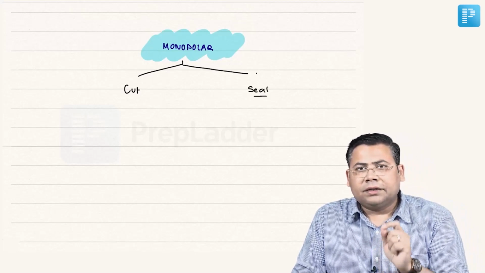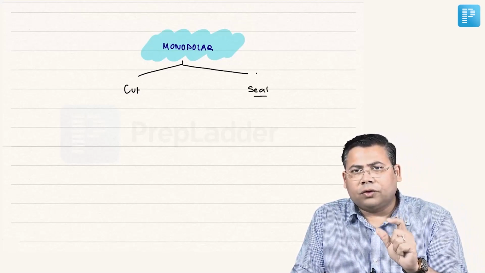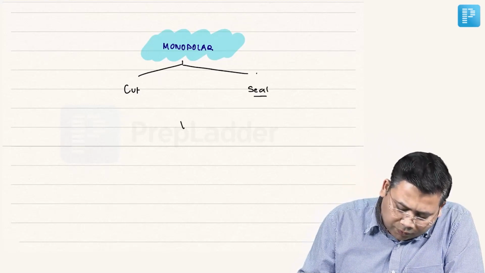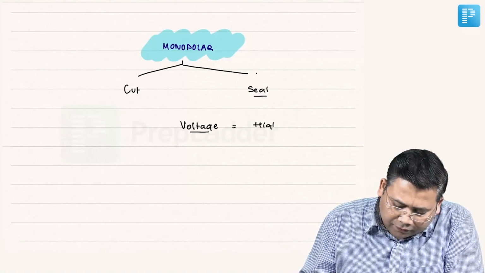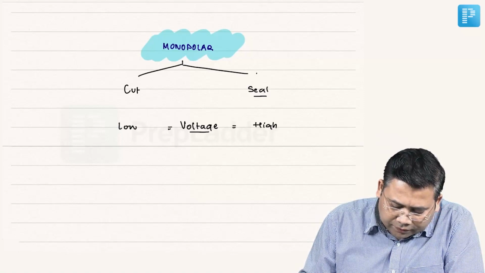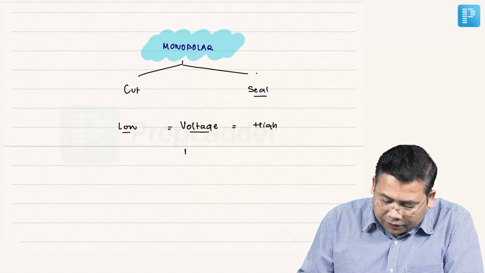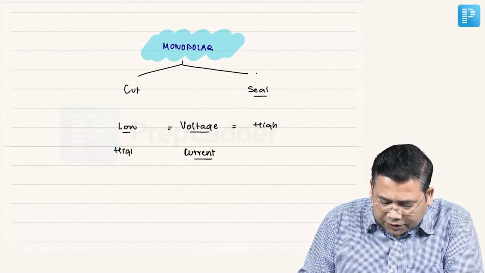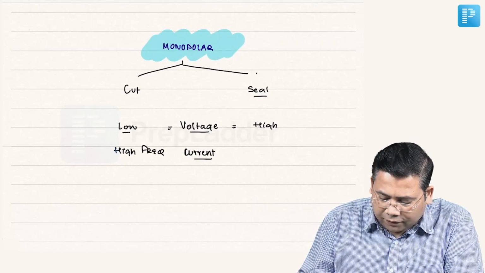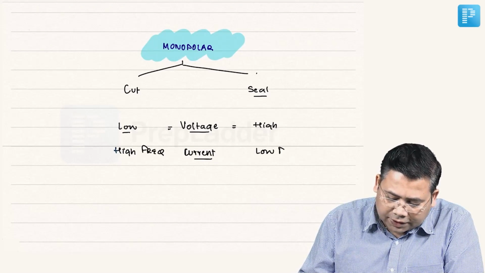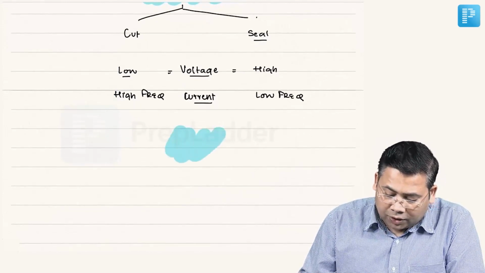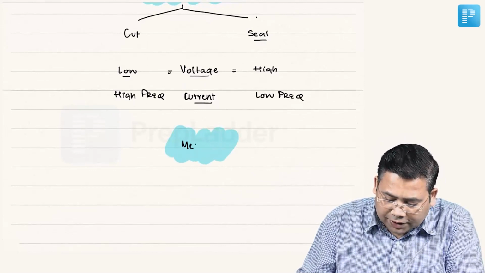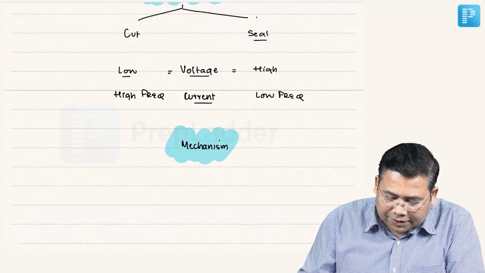But how do we see that? This depends upon the variation in amplitude of the voltage and the frequency of the current. So the voltage is high in case of seal and the voltage is low in case of cut. When we talk about the current frequency, the current is high frequency in case of cut, and when we talk about seal, it is low frequency current. This is very important for us to understand. The mechanism also, how this variation is helping the cut and the seal effect.